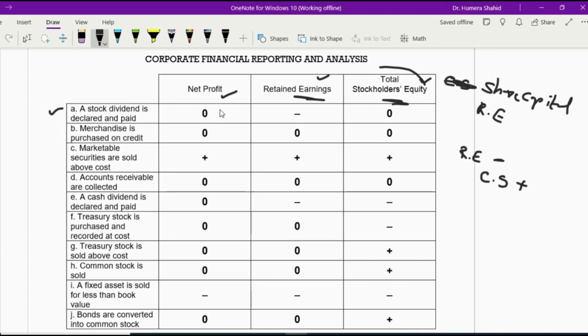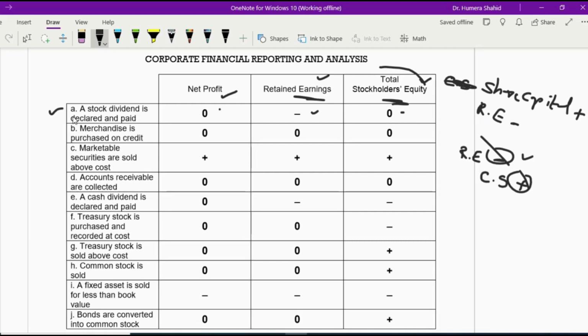Of course, profit is not going to be affected because it has nothing to do with your income statement. But if you see here, retained earnings will decrease. Total stockholders' equity will have no effect. It will be zero. Why? Because on one side, retained earnings are decreasing. At the same time, the other account of total stockholders' equity, that is common stock, is increasing. So both of them are going to cancel the effects of each other. That's why there is not going to be any effect on the total stockholders' equity.